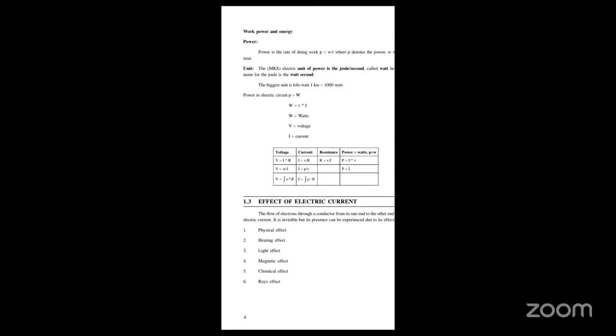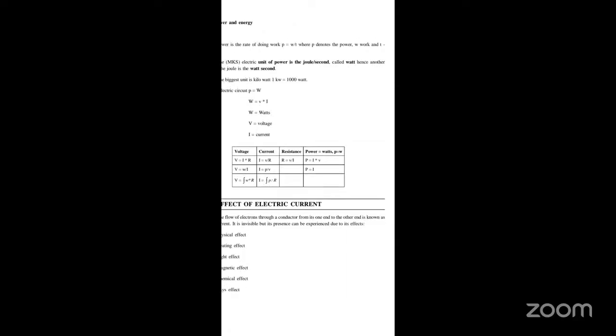Now, work, power, and energy. What is work? The dot product of force and displacement is called work done in mechanics. Here in electricity, power is the rate of doing work. Work done by time is called power in mechanics. Here also the same. What is work? Force into displacement. Here, instead, we are using voltage into current. The rate of doing work is called power, where P denotes the power, W work, and T time.